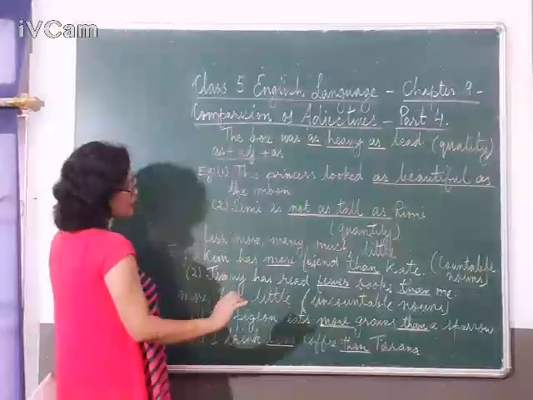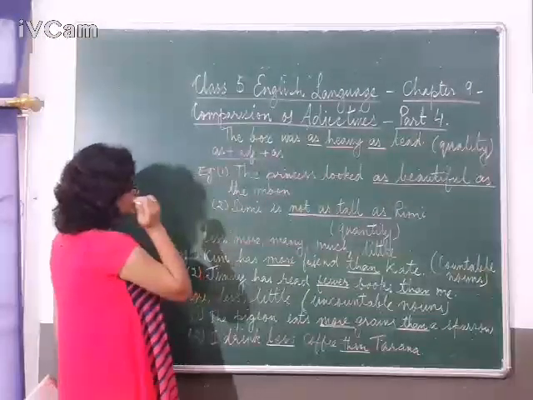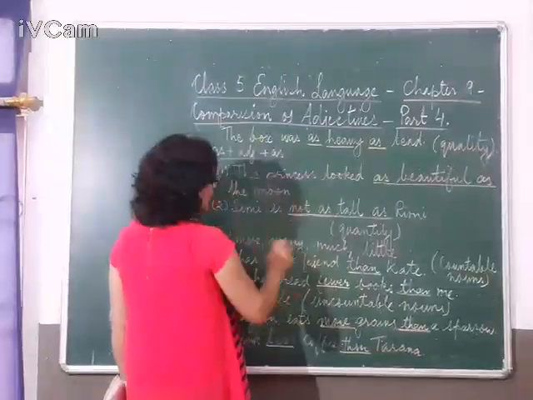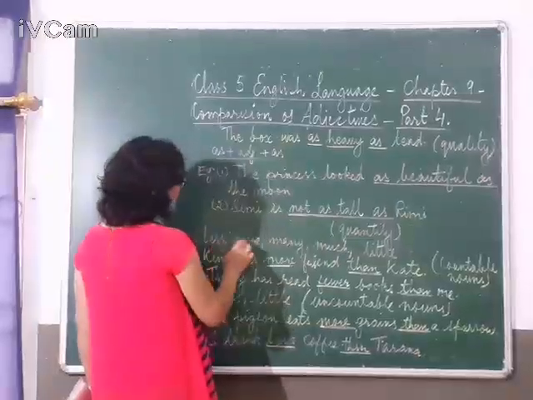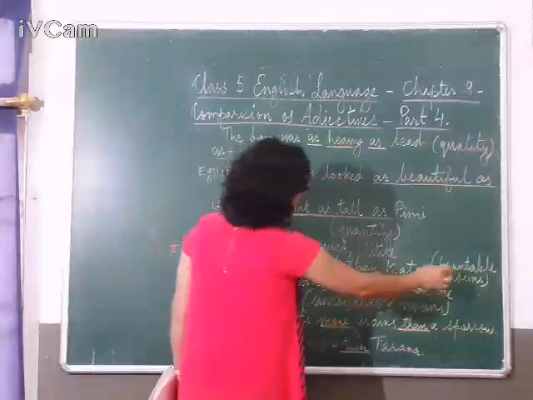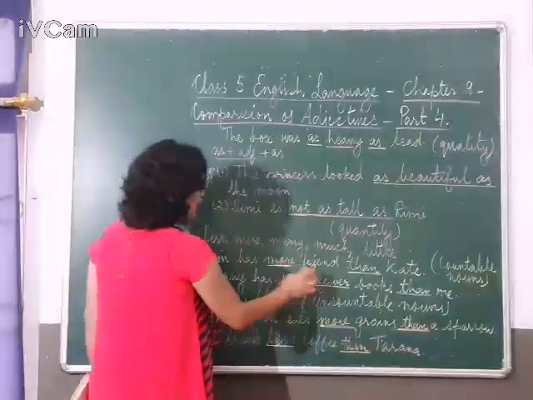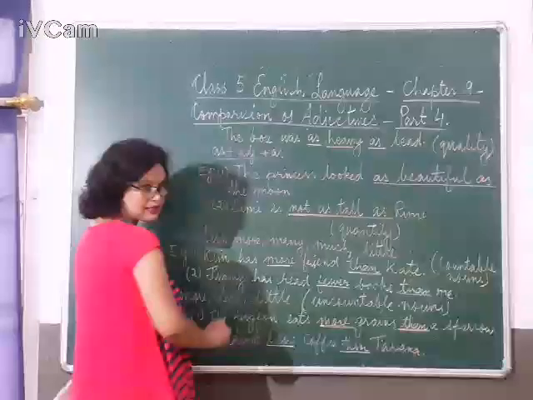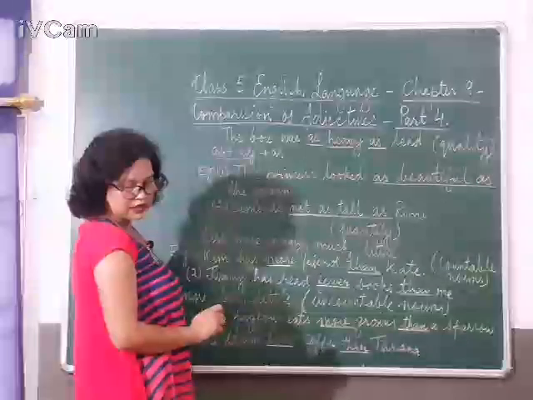So don't get confused, children. The words "as beautiful as" are used in equality. In quantity we have the words less, more, many, much, little. For countable nouns we use more and fewer. For uncountable nouns we use more and less to compare the two things.